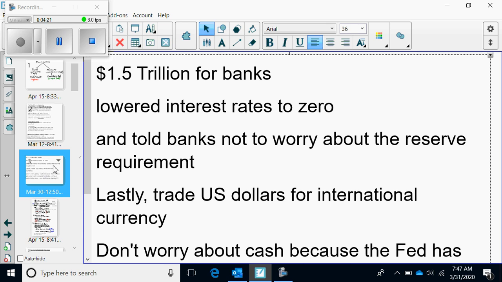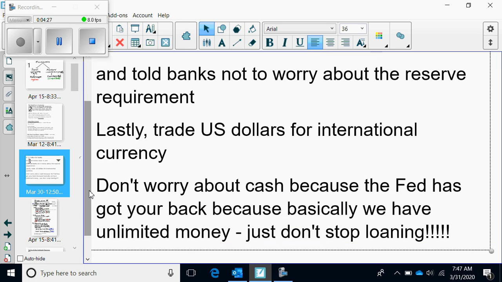What they're basically saying through all of this is, don't worry about cash, world, U.S., because the Fed has got your back. Basically, the Fed has unlimited money. It's literally unlimited. But here's what they want you to do. They want you to just not stop loaning out money, banks and globally. We got you. What they've noticed, and I really learned about this in '08, is that when times get tough, banks, people, international organizations, they want cash.